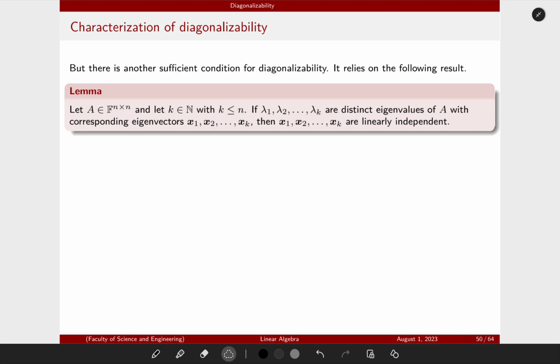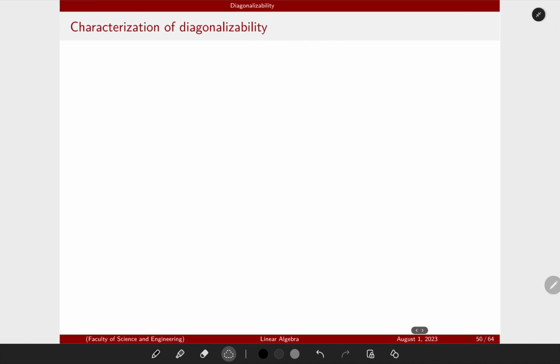So it relies on this wordy result. If A is an n by n matrix and k is some natural number which is less than or equal to n, and these lambda k are distinct eigenvalues of A, distinct, very important, and they have corresponding eigenvectors x1 up to xk, then x1 up to xk are linearly independent. So you can already see where this is going.